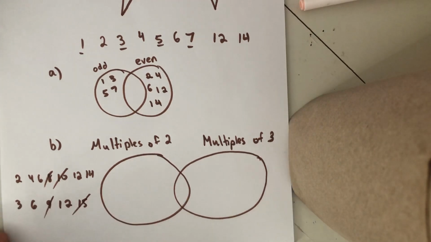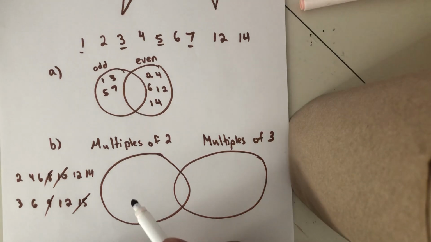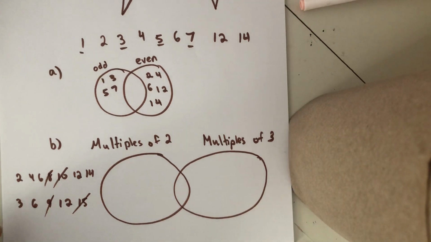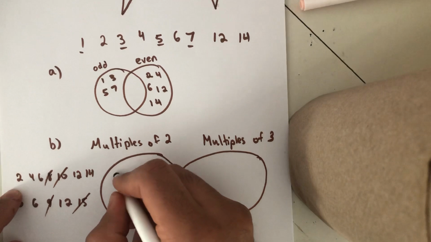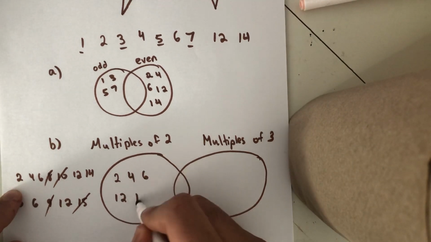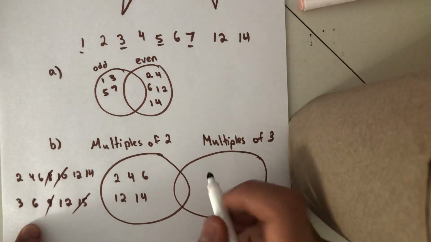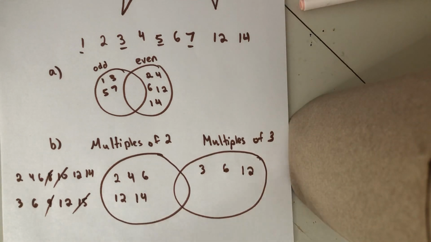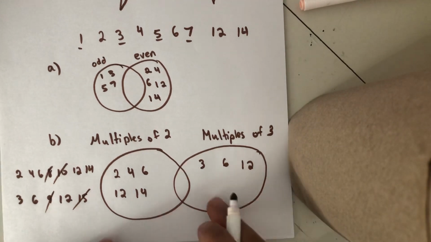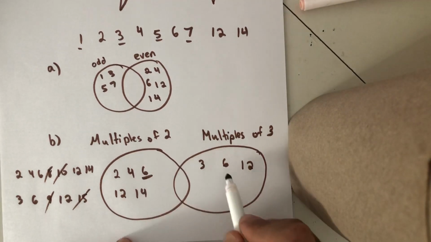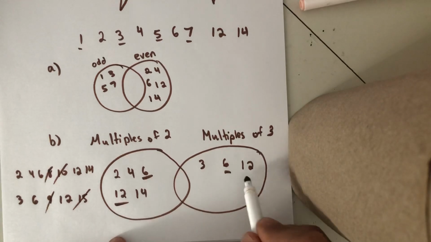Okay, so with the rest of these numbers, I want you to sort them on a Venn diagram in multiples of 2 and multiples of 3. So multiples of 2, we know it's 2, 4, 6, 12, and 14. Multiples of 3, they're 3, 6, and 12. Now, we have common numbers in both circles. Those common numbers are 6 and 12.